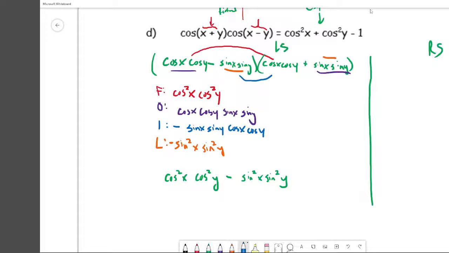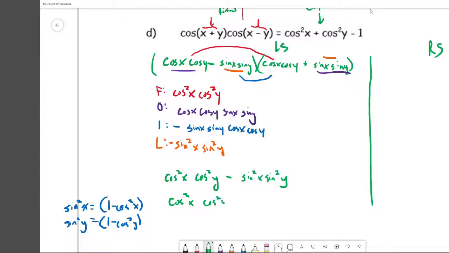So maybe it's a good idea to, for example, say that sine squared x is equal to 1 minus cos squared x. And then we could say the same thing with sine squared y is 1 minus cos squared y. I mean, maybe this will help. It's hard to tell with this, right? You just kind of got to go with what you think makes sense.